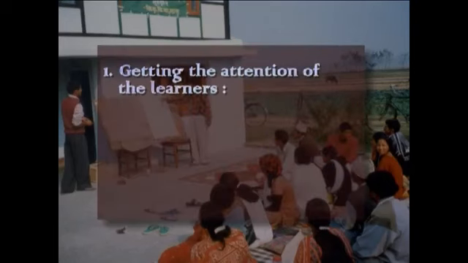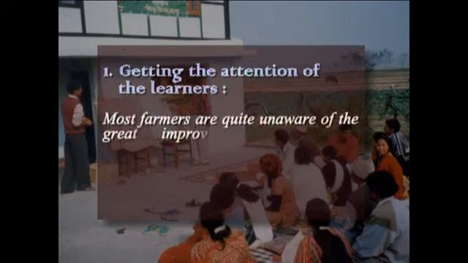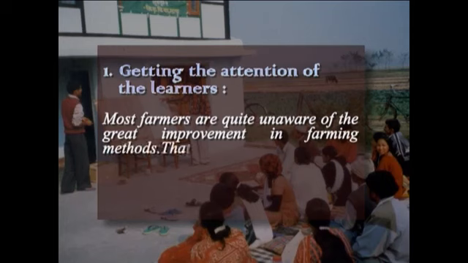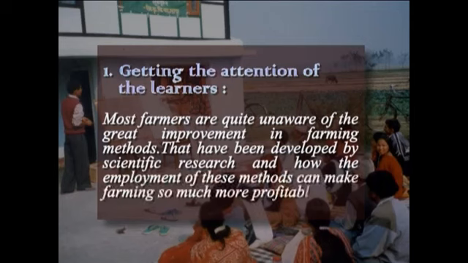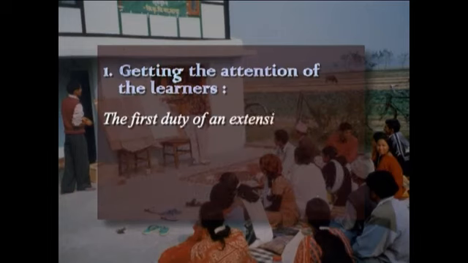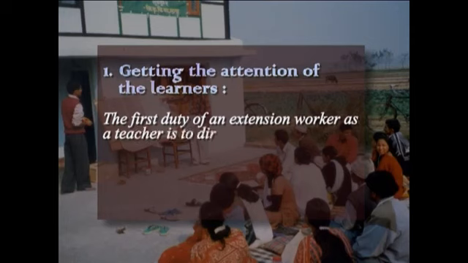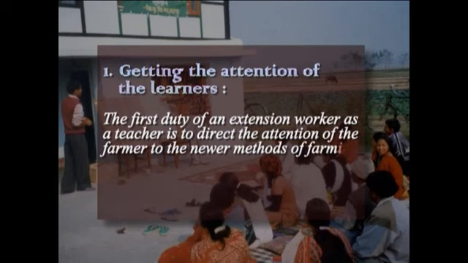Number 1. Getting the attention of the learners. Most farmers are quite unaware of the great improvement in farming methods that have been developed by scientific research and how the employment of these methods can make farming so much more profitable. The first duty of an extension worker as a teacher is to direct the attention of the farmer to the newer methods of farming suggested by research sources.